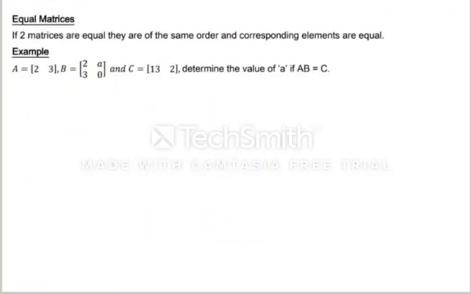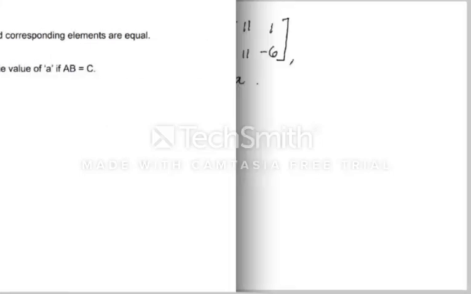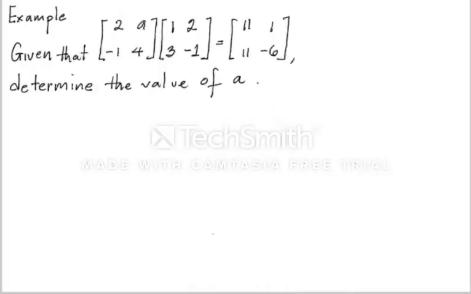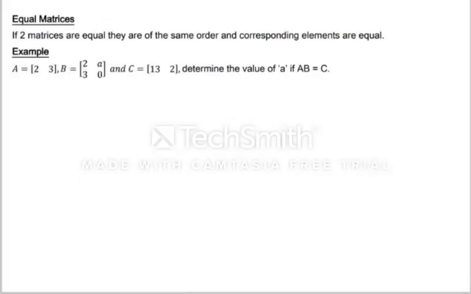All right. So the last thing I think we're going to look at in matrix 1 is equal matrices. The last thing we'll look at is equal matrices. After we look at equal matrices, that would be the end of matrix 1, and then we'll start matrix 2 afterwards.